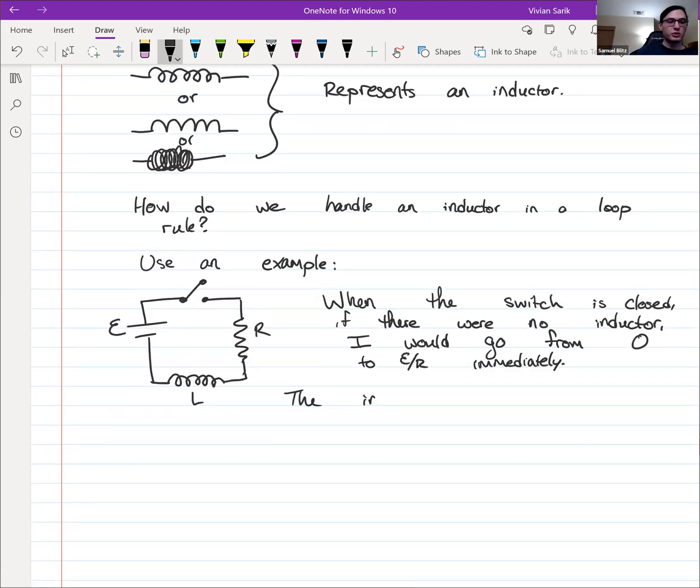The inductor induces an EMF in the opposite direction, because it's trying to prevent current from flowing, because it wants to slow down the current flow rate. I'm going to put "opposite direction" in quotes. So let's use Kirchhoff's loop rule, the KLR, going clockwise.